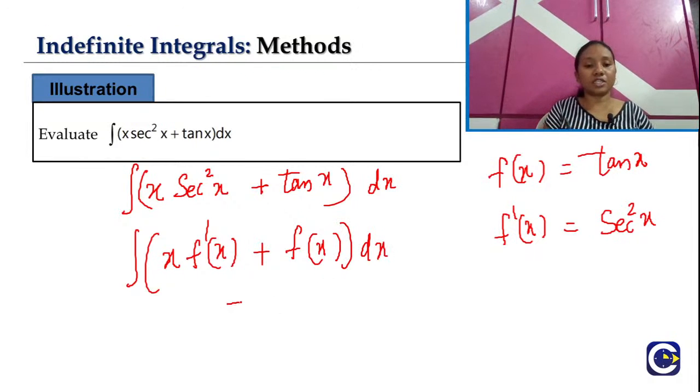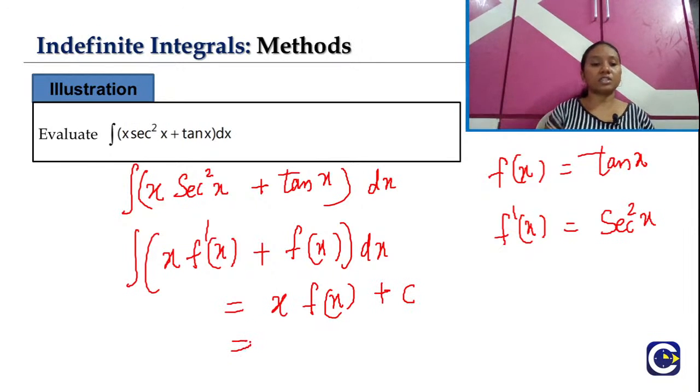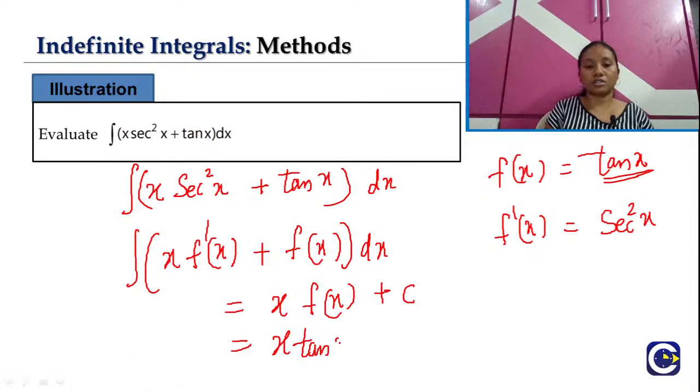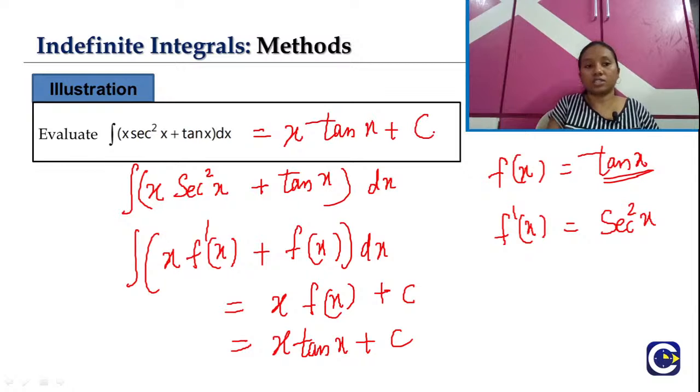So what will be the result which we have seen previously? This will be equal to x into the function f of x plus constant c. So in this particular integral, what is my function f of x here? My function f of x is nothing but tan x. So my integration here will be equal to x tan x plus constant c. This will be my final result according to the results which we have seen. So the integration of the given form will be equal to x tan x plus constant c.